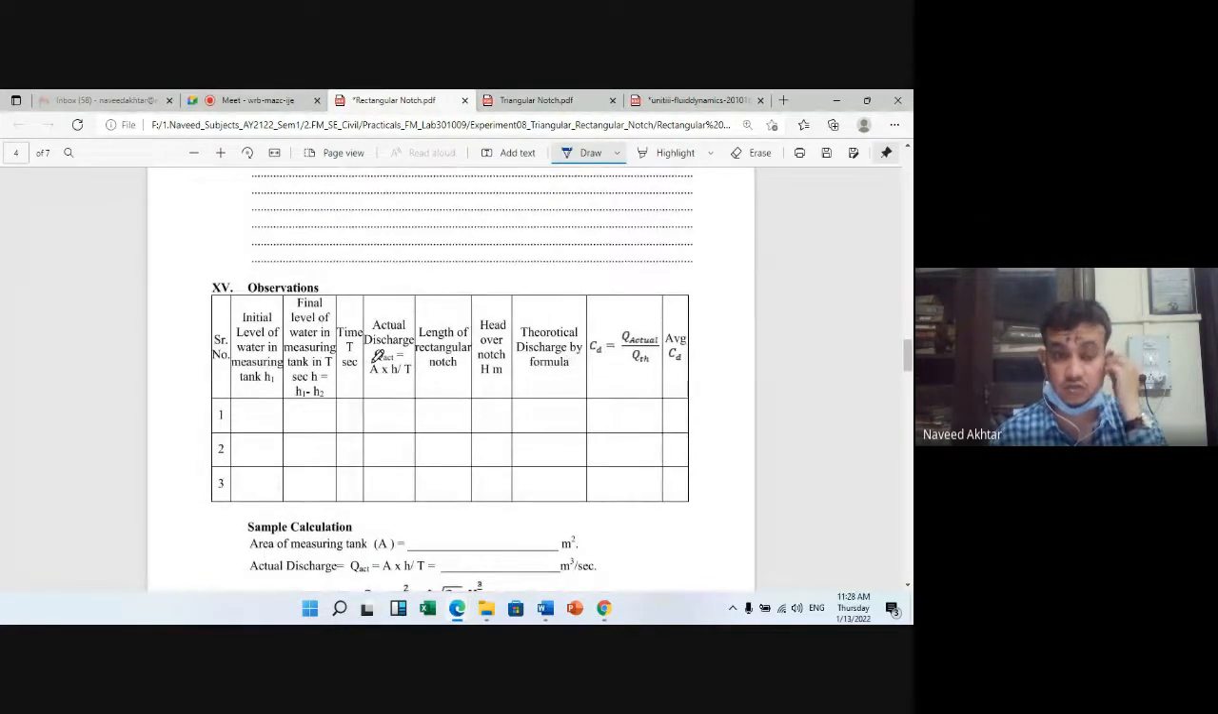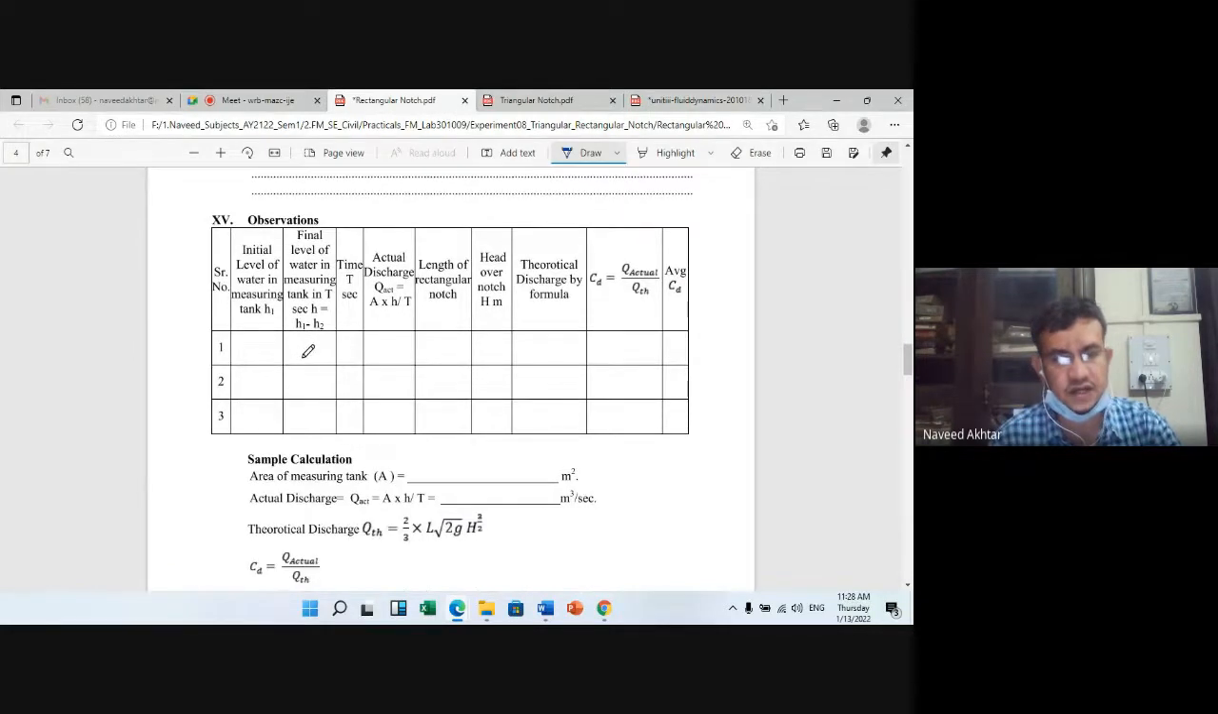Then you have to fill the observation: the height of the crest and the head height over the crest, which you have to measure. And also the initial reading in the time, which you can measure, and then the final reading in the time for the second, H2. So this H1 minus H2 is the H. Okay, area of tank into H divided by time, you can find out the actual discharge, Q actual.